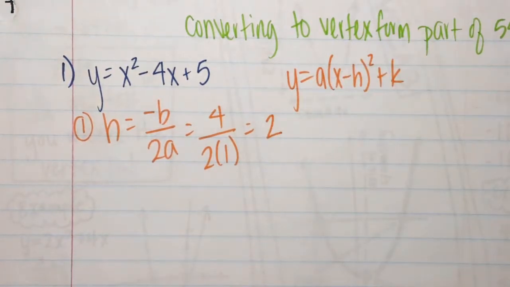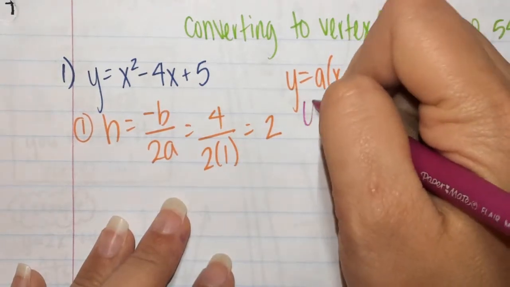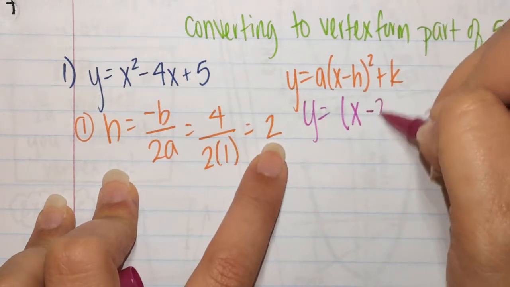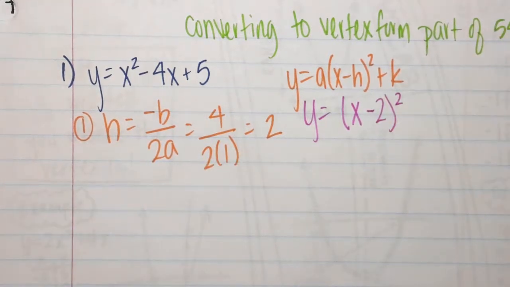So our h is what? So what are we going to write in the parentheses? Minus 2 or plus 2? Minus 2, because remember, it's the opposite. Opposite, opposite, opposite.